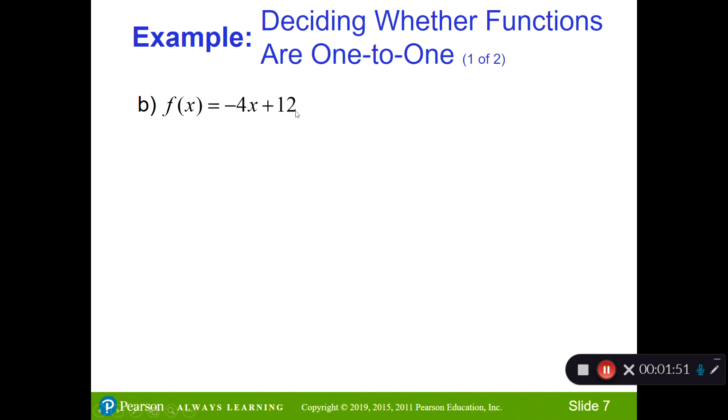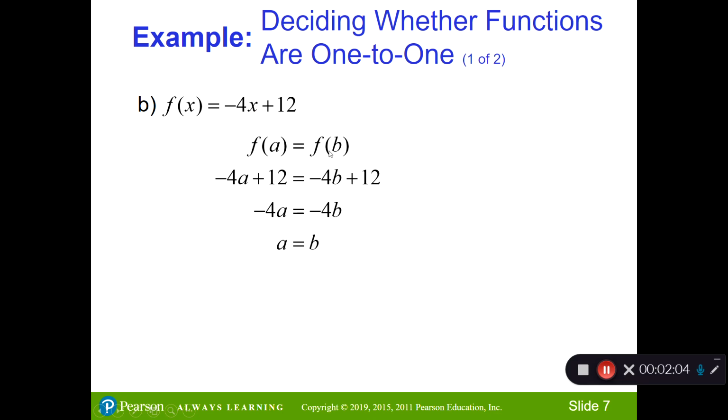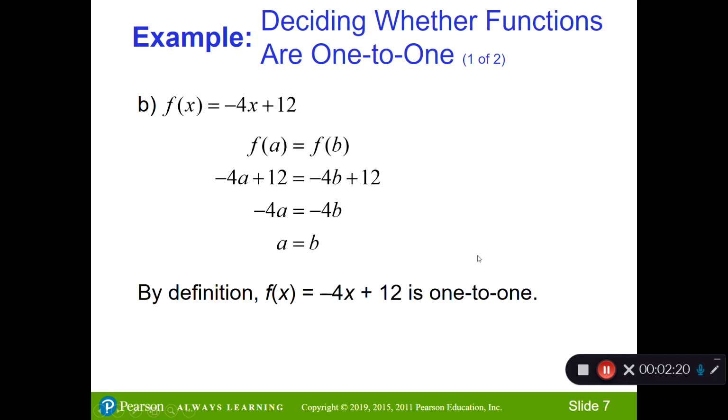Negative 4x plus 2, however, is one-to-one. Now, the way that we demonstrate that, we can't just randomly choose values. We have to demonstrate it's true for all x's. So I say, when are the y values equal? Only if this formula for the y value is equal to this formula for the y value. So go ahead and simplify, subtract 12 from each side, divide by negative 4. That means that the x values must be the same value. So it is one-to-one.